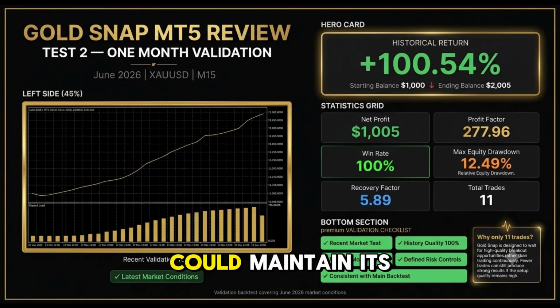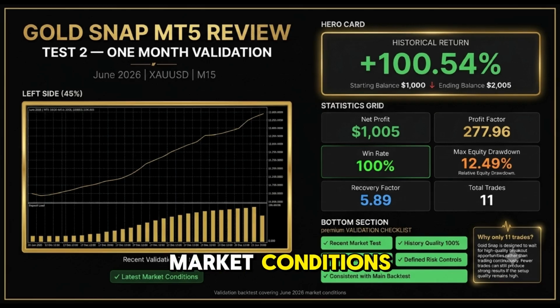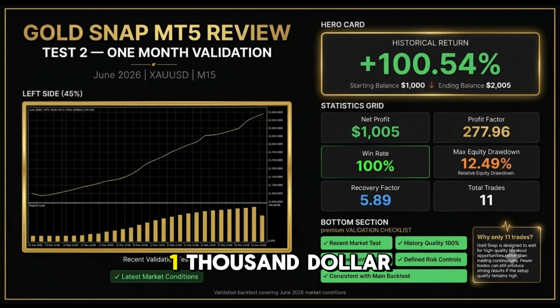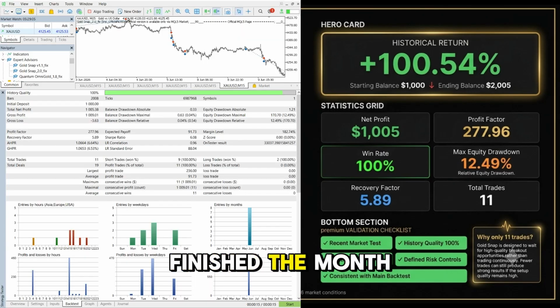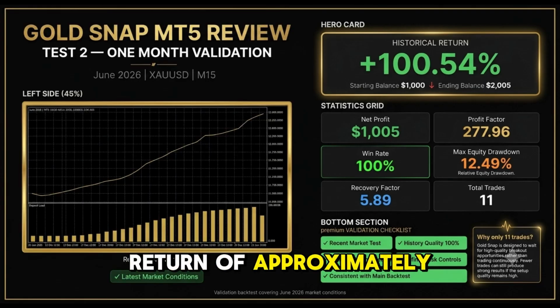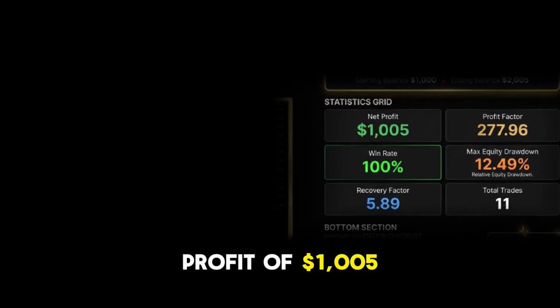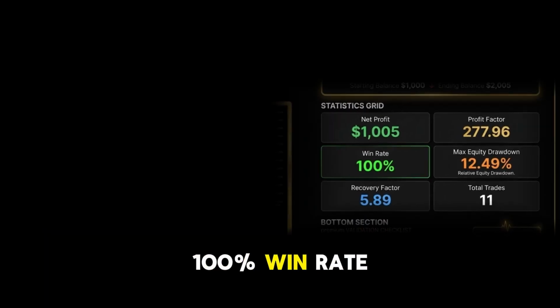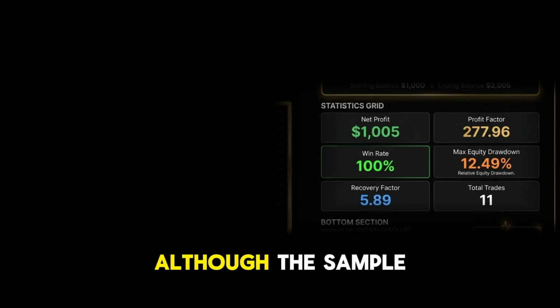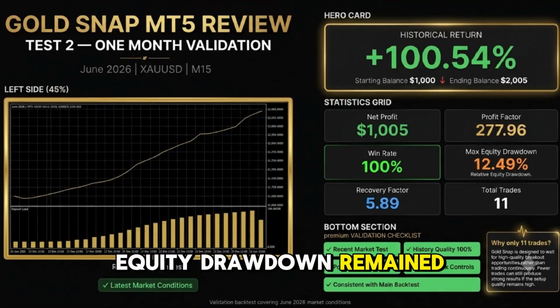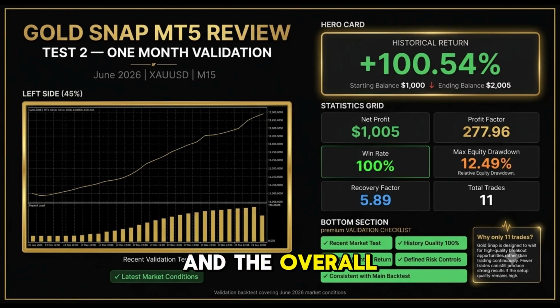To see whether the strategy could maintain its performance under more recent market conditions, I also ran a separate validation test covering June 2026. Starting with a $1,000 account, Gold Snap finished the month with an ending balance of just over $2,000. That's a historical return of approximately 100% during the test period. The EA recorded a net profit of $1,005 while achieving a 100% win rate across 11 completed trades. Although the sample size is much smaller than the 6-month backtest, the maximum relative equity drawdown remained at 12.49%, and the overall performance stayed consistent with the longer historical test.